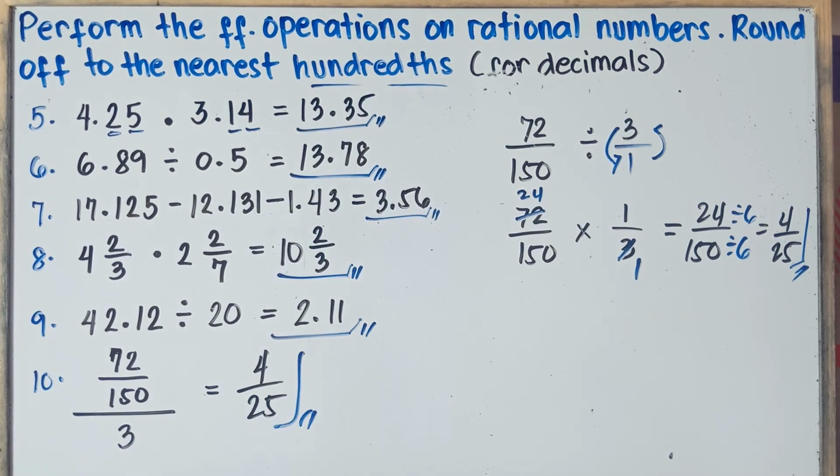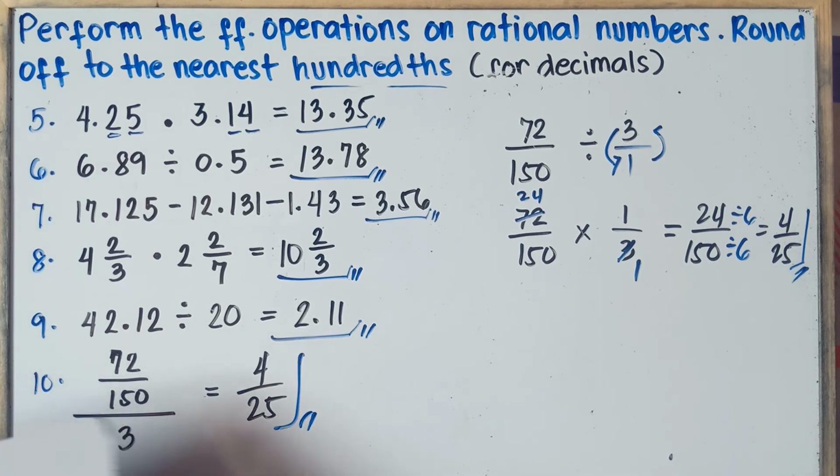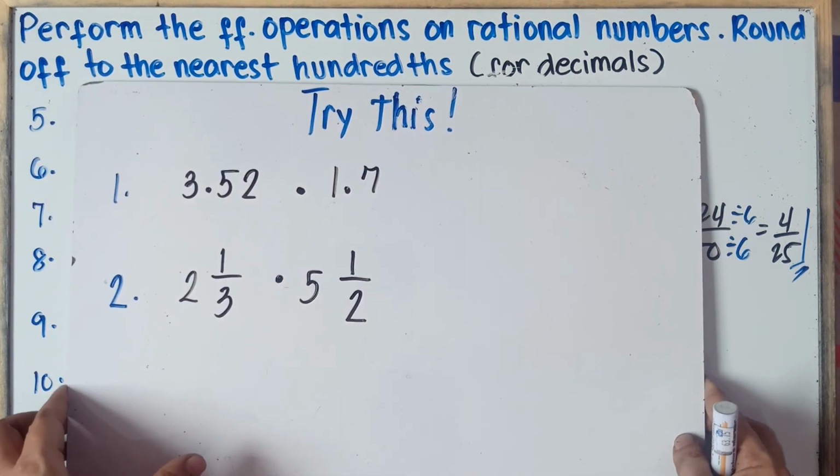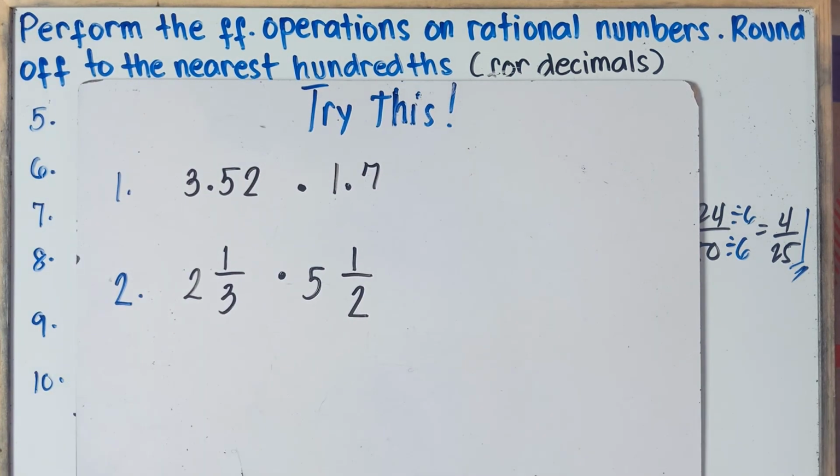All set, class, for this one. So once again, class, you try this one and you put your answer in the comment section down below. 3.52 multiplied by 1.7 and then 2 1/3 multiplied by 5 1/2. You put your answer in the comment section down below.